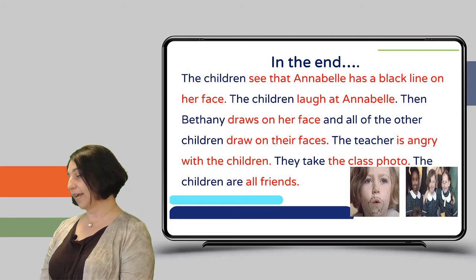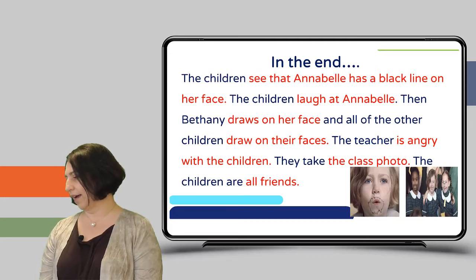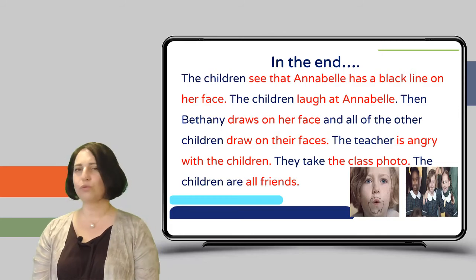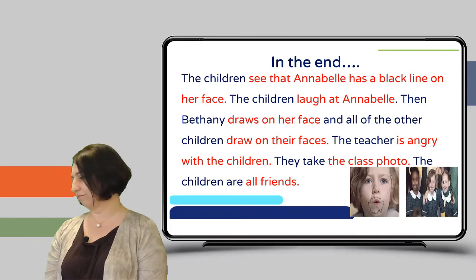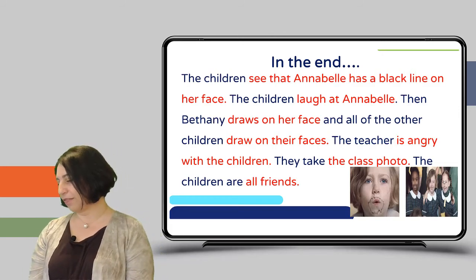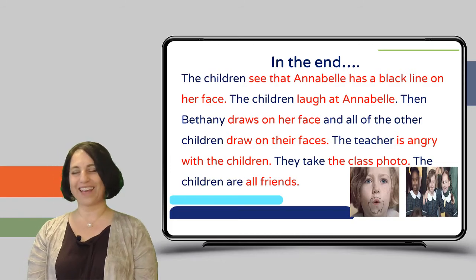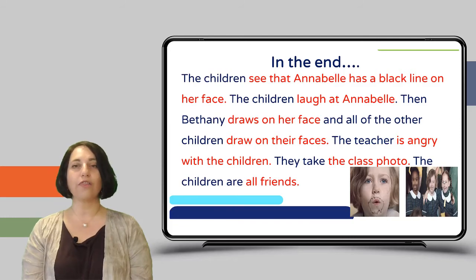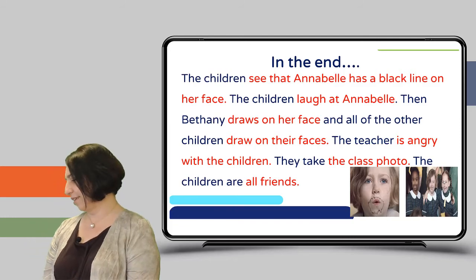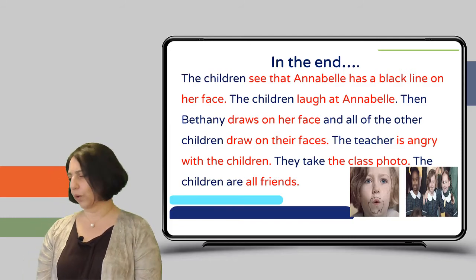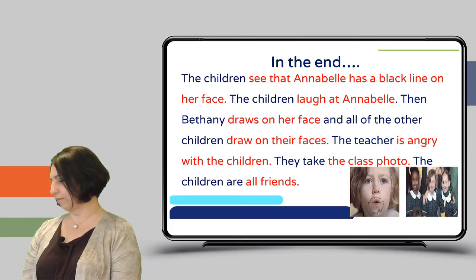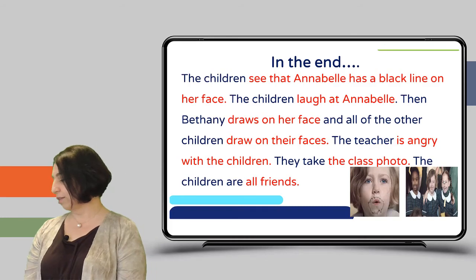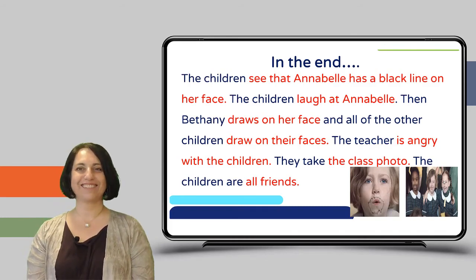The children see that Annabelle has a black line on her face around her mouth. The children laugh at Annabelle. Then Bethany draws on her face. And all of the other children draw on their faces. The teacher is angry with the children. They take the class photo. The children are all friends.